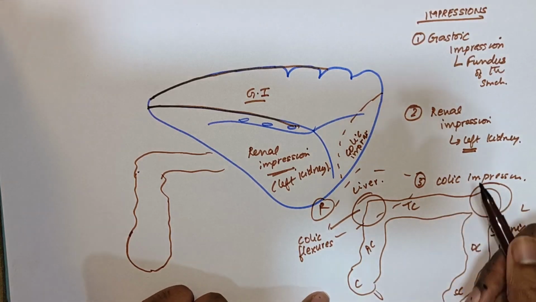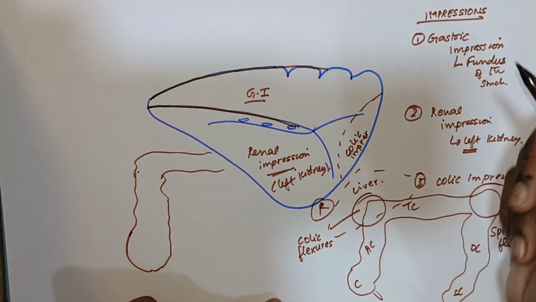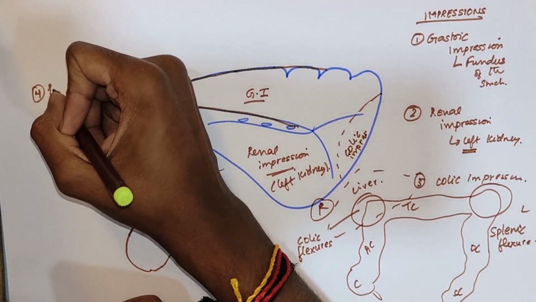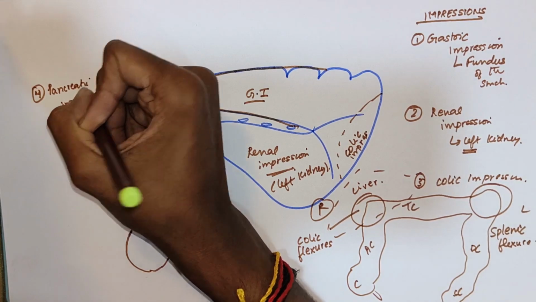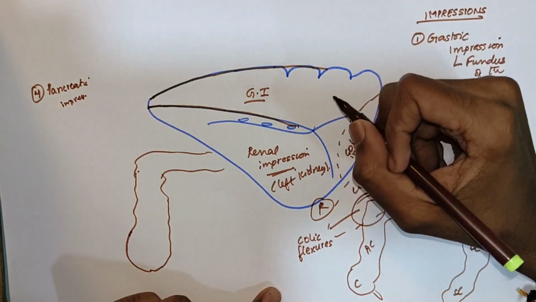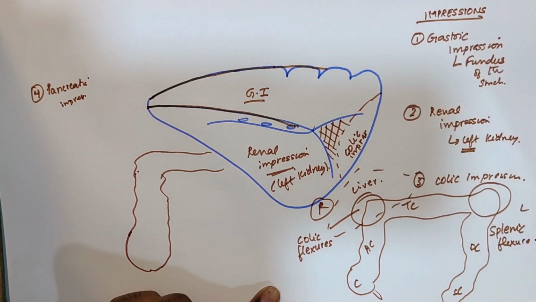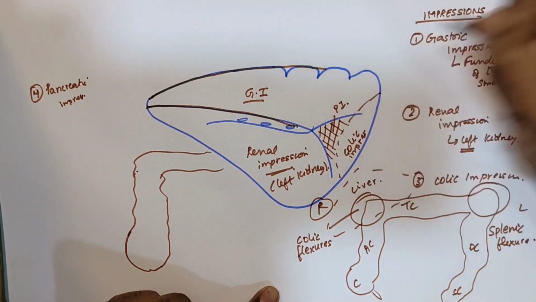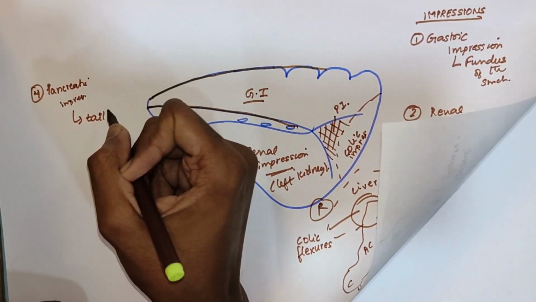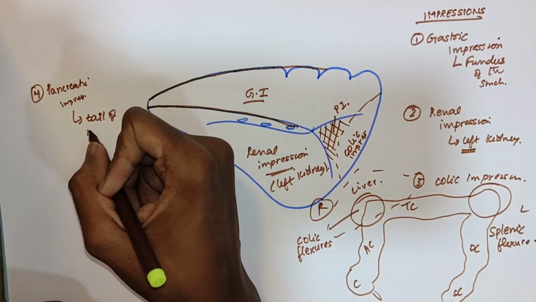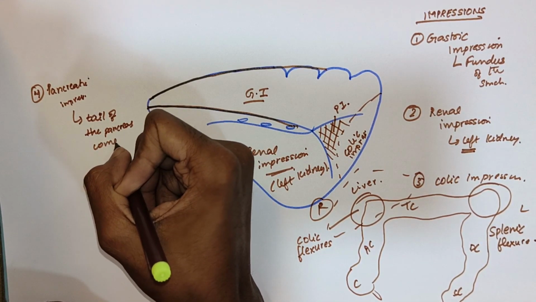Now we also talked about another impression which may or may not be present in the spleen. It is known as the pancreatic impression. If present, it is found here, just near the colic impression. This is known as the pancreatic impression. This is where the tail of the pancreas comes.